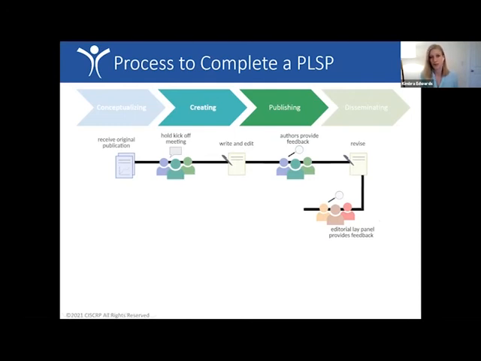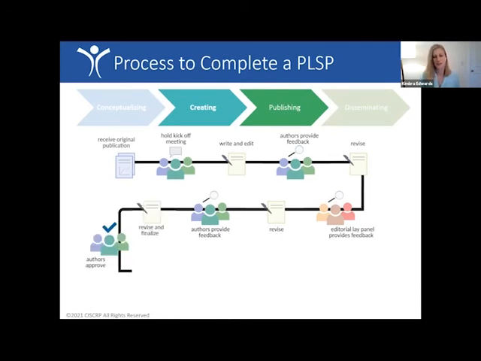We'll revise again based on their feedback and turn over to the authors for a final round of review, make any changes that they suggest, finalize the PLSP to get a final author approved version ready to submit to the target journal. And I will turn it back over to Laura to speak as a representative for journals and publishing on the final steps for publishing here.